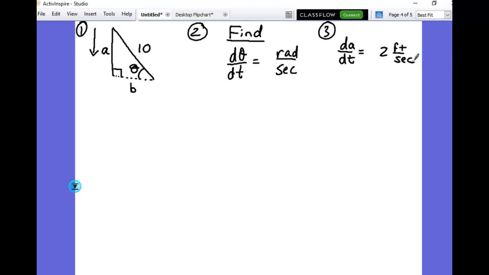What will it be, though? It's not 2 feet per second. It's negative 2 feet per second because A is doing what? Yeah, the ladder's going down, so A is decreasing, right? And so that's a negative rate.